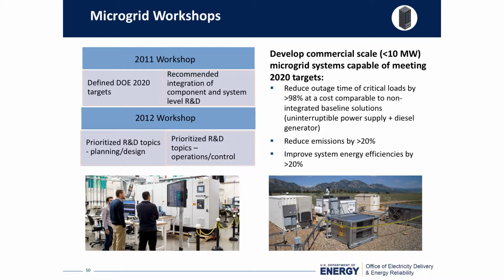So we follow the public-private partnership. Every time we want to develop the program, we use workshops. In this case, we have two. In 2011, we used the workshop to define the DOE 2020 targets. And those are the targets that look at the resiliency, the outage time for the critical infrastructure, the reducing of emission, and also improving the energy efficiency as well as the cost. It's important that we have those specific cost targets, and I'm going to go through that in more detail later.